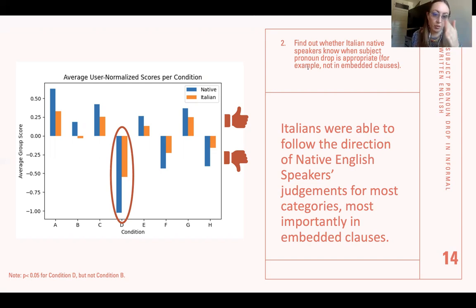We want to see every other one saying, yes, overall it's above the line, it's okay, and overall not okay for these 3 drops that we expected to be unacceptable, which is embedded. F is a preposed adjunct. I didn't get into it, but that's another type of drop that is not all the way on that left edge of the sentence. And then H is the second person drops.